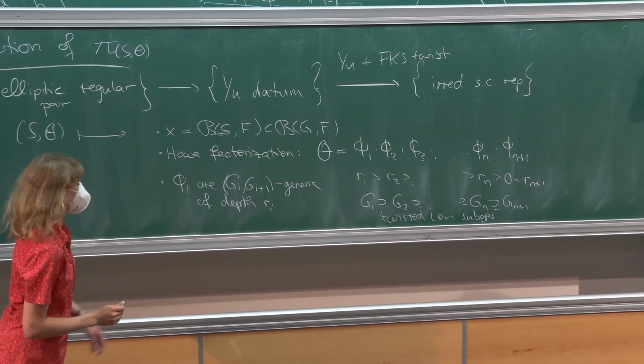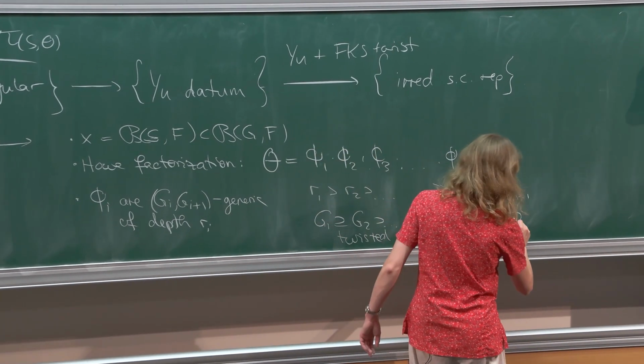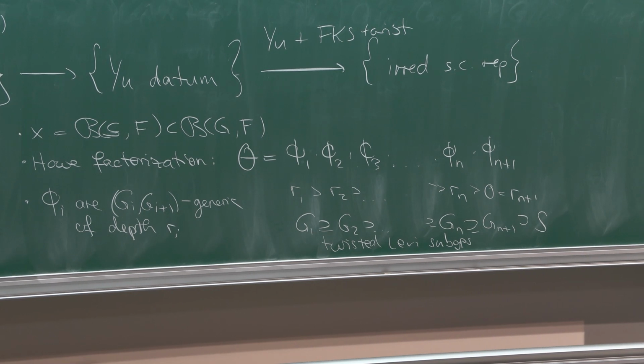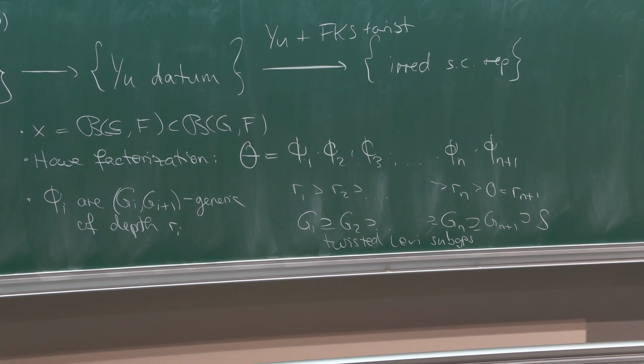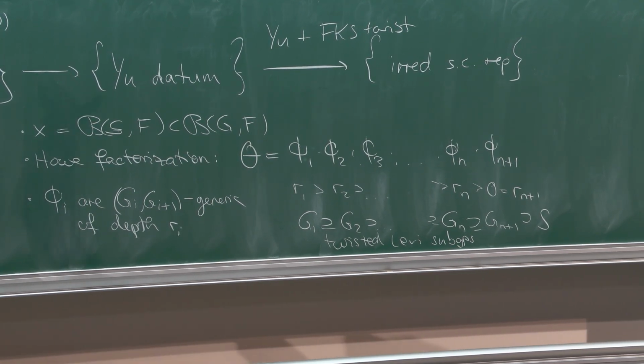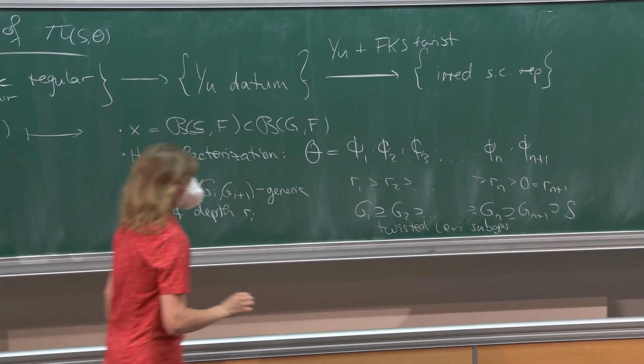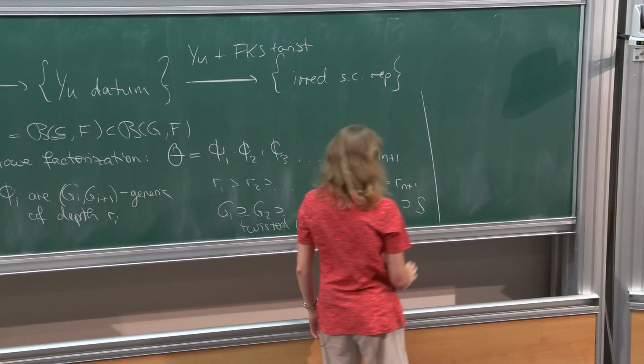No, gn plus 1 contains S. It's not necessarily equal. The question was if gn plus 1 is equal to S, and I said it contains S. So if you look up, we basically have everything except for the depth 0 piece is missing. And so that's the big mysterious thing. And where do we get the depth 0 piece from?